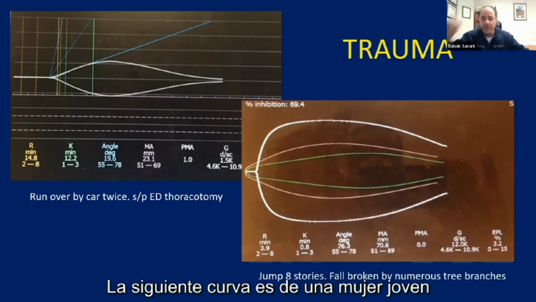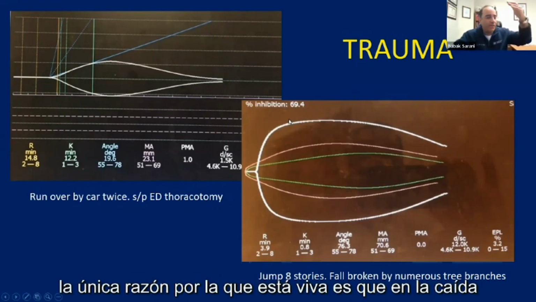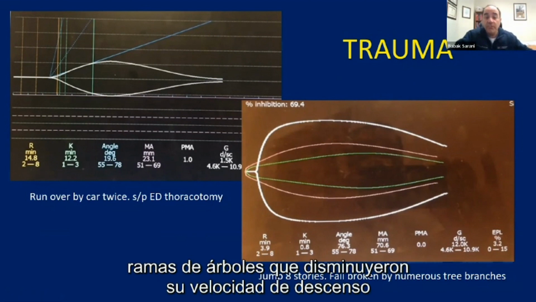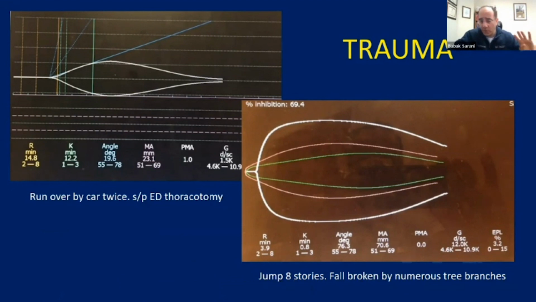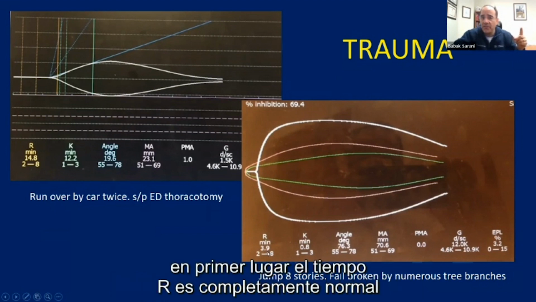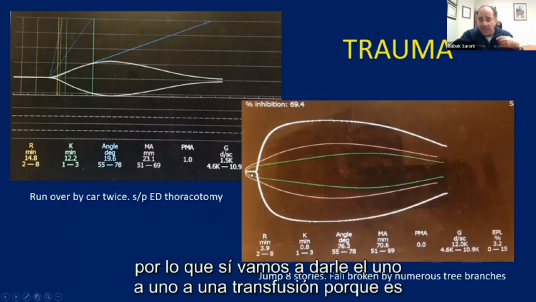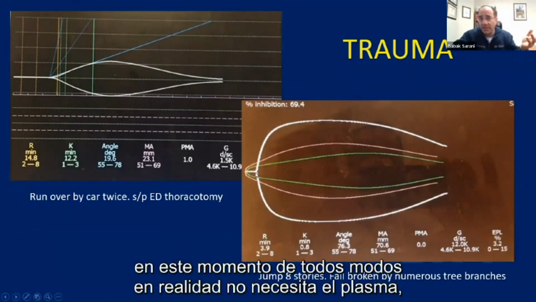This next curve is a young woman who tried to commit suicide by jumping off of, I think, an 8-story building. The only reason she's alive is on the way down, she hit multiple different tree branches that slowed her rate of descent until she finally hit the ground. She presented with all extremities broken, pelvis severely broken, very unstable, bleeding into her pelvis. But look at her TEG result. It's amazing how hypercoagulable she initially is. First of all, the R time is completely normal. So yes, we're going to give her the 1-to-1 transfusion because she's unstable, having fallen 8 stories. But right now anyway, she doesn't actually need the plasma.